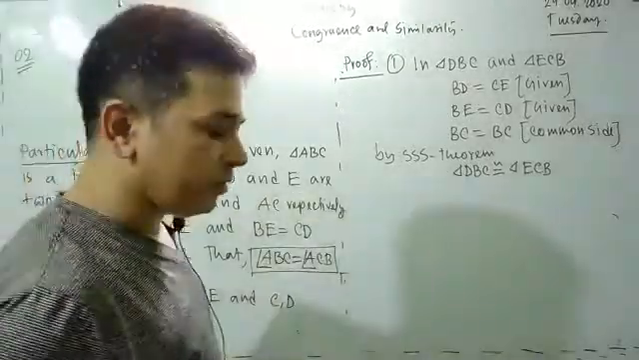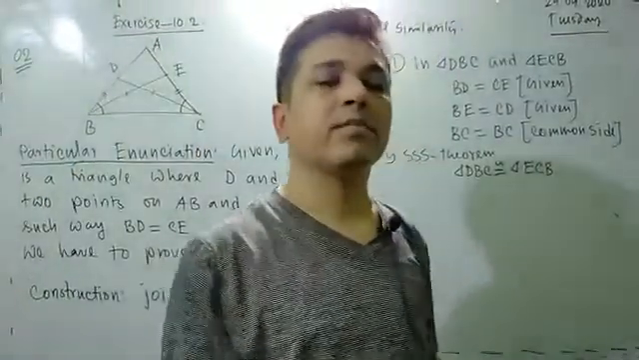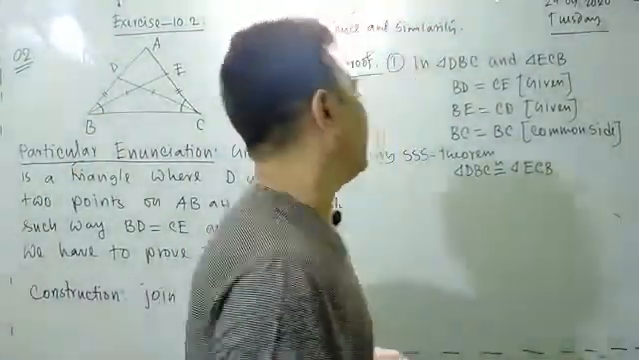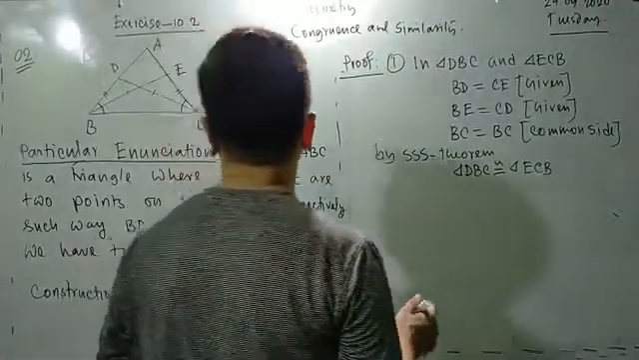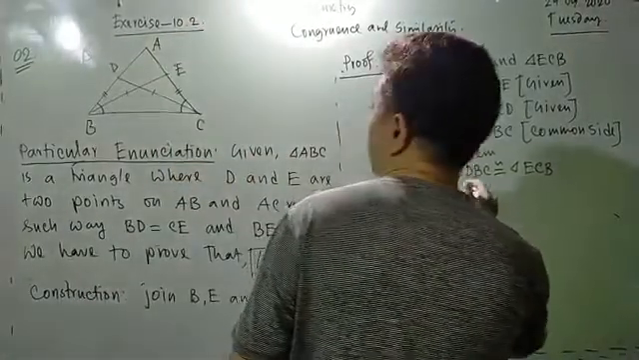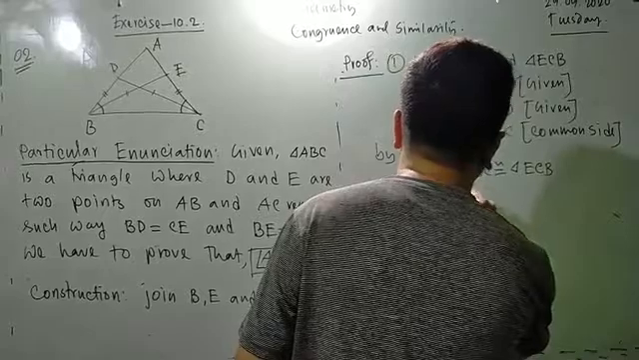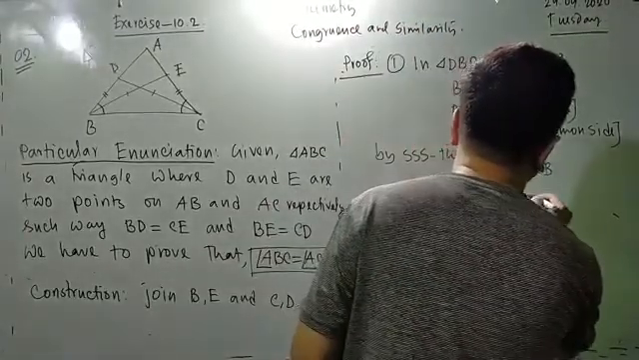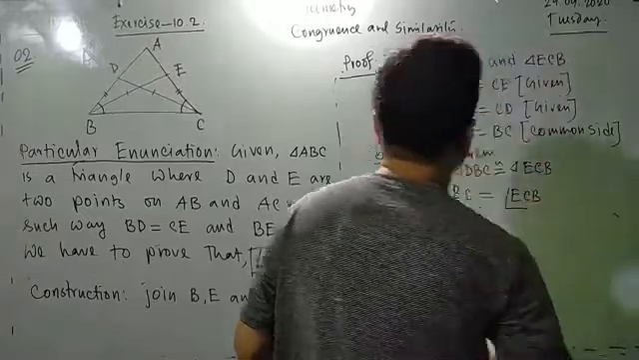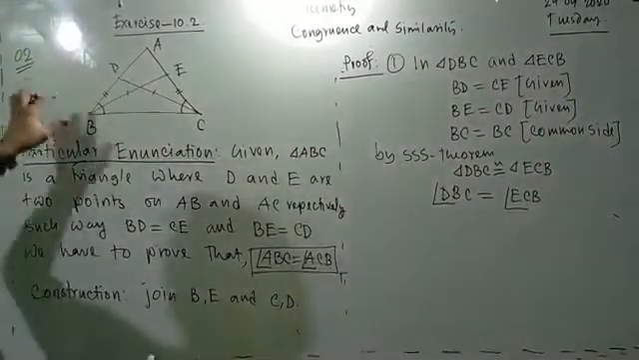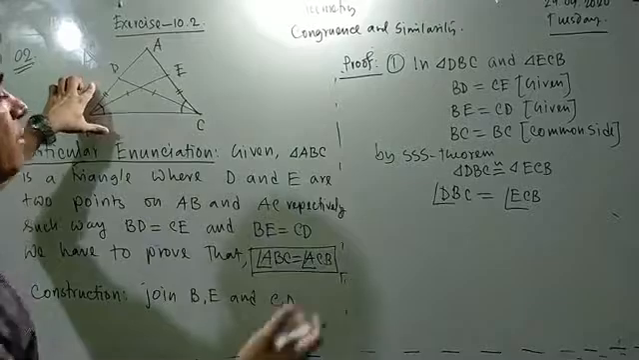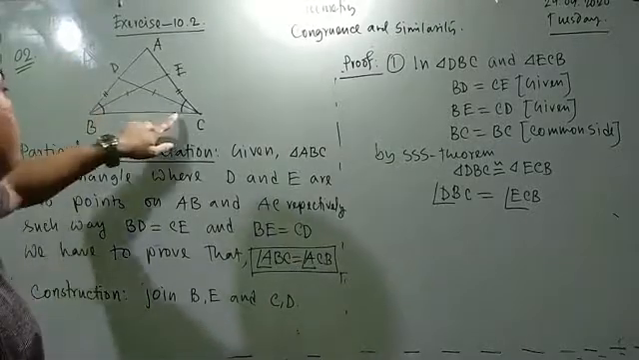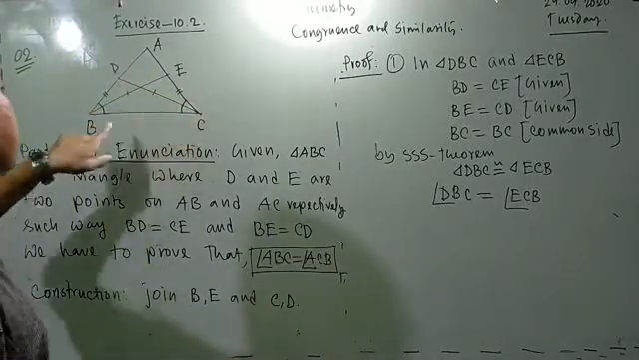If both of these triangles are congruent, we can say corresponding sides and corresponding angles are equal. So we can write angle DBC is equal to angle ECB. Easily we can write it. I think all of you will agree with me. Angle DBC is equal to angle ECB.